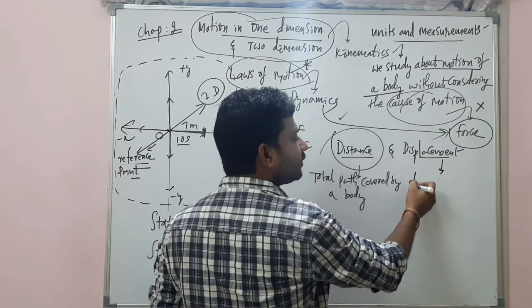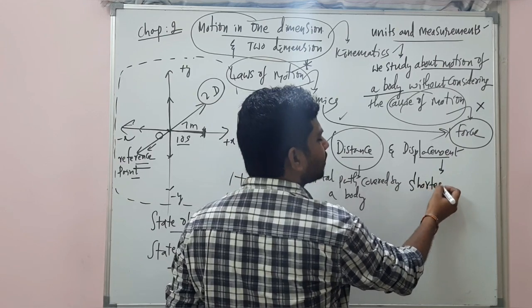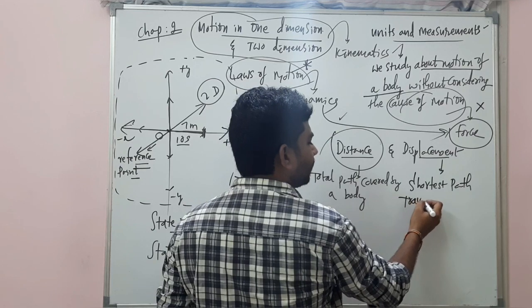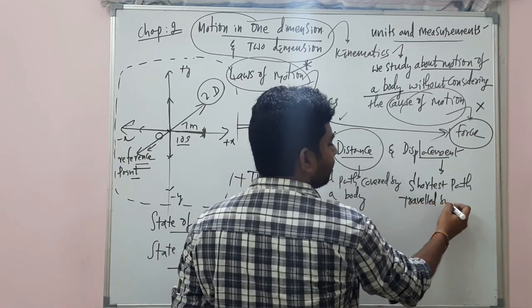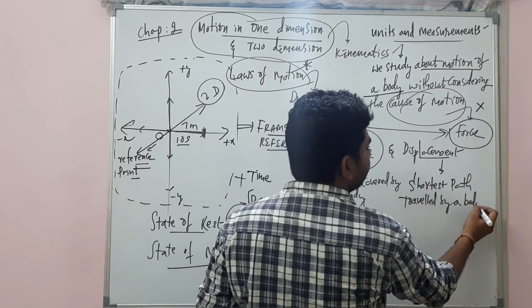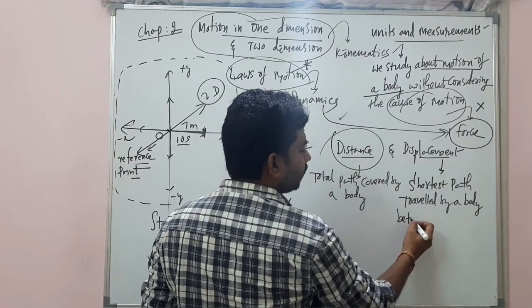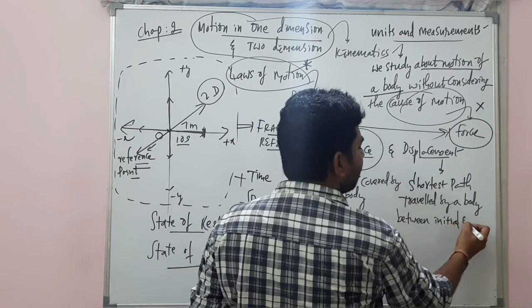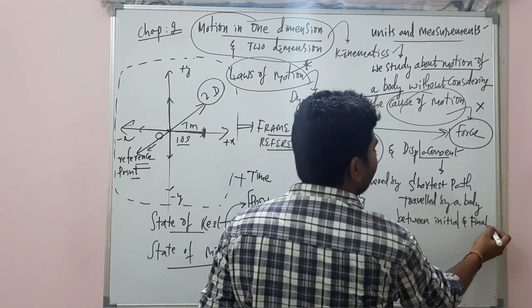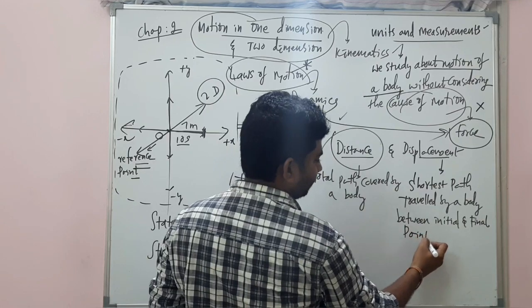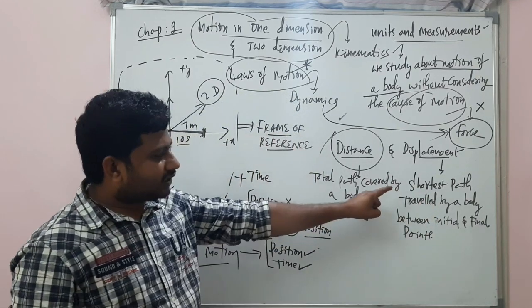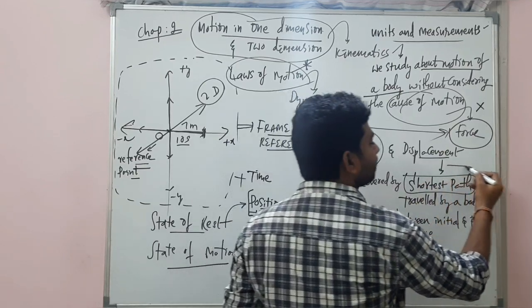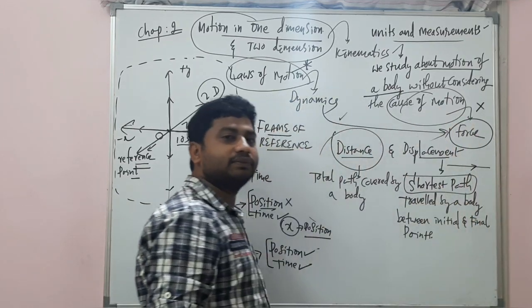Displacement is the shortest path traveled by a body between initial and final points. The shortest path is always a straight line path.